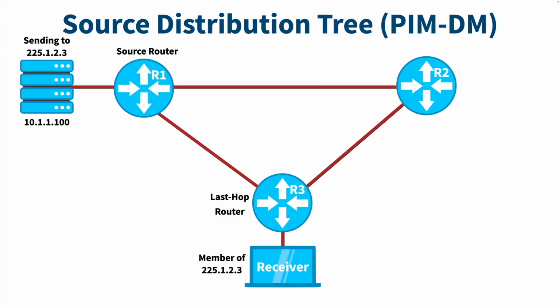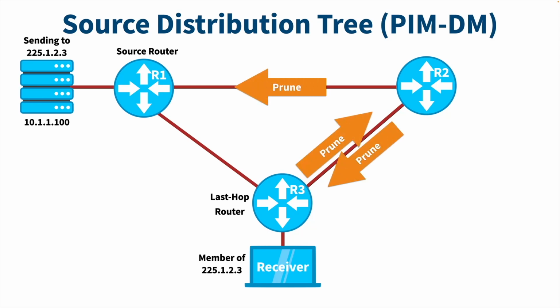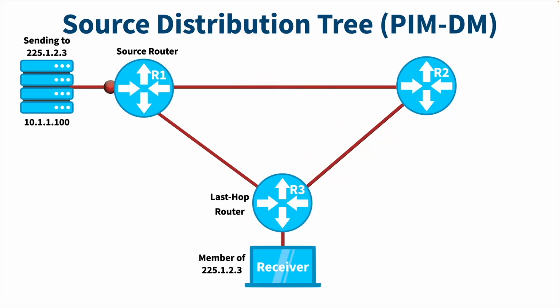The routers will send out PIM prune messages to tell their neighboring routers that they need to be pruned off of this tree. So R3 does not need that duplicate packet from R2. R2 doesn't need any packet from R3, nor does it need any packet from R1. So R2 sends out a couple of prune messages, and R3 prunes off that link between itself and R2, and now we're left with an optimal distribution tree.